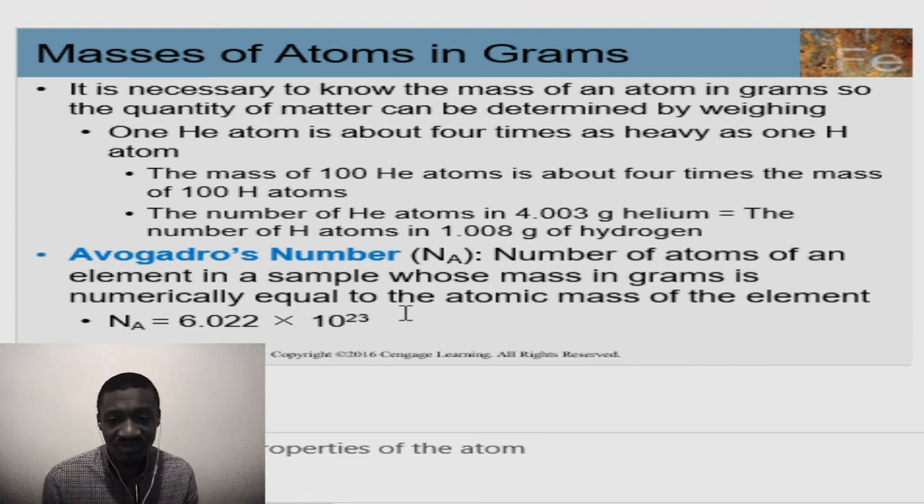Avogadro's number is actually a number derived by an individual called Avogadro. It is the number of atoms of an element in a sample whose mass in grams is numerically equal to the atomic mass of the element, and the number is literally 6.022 times 10 to the power of 23. That's a lot of zeros.